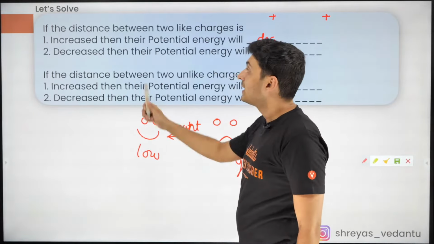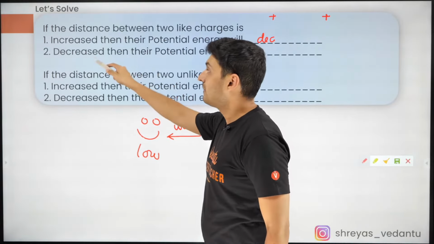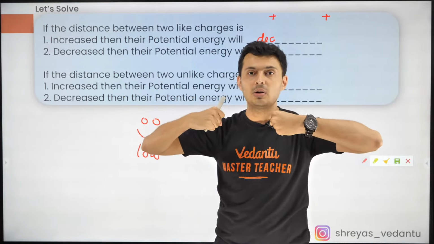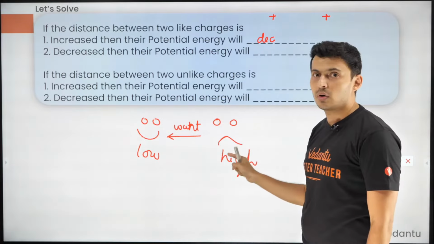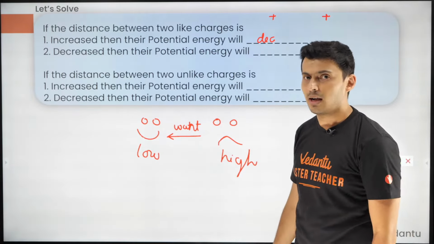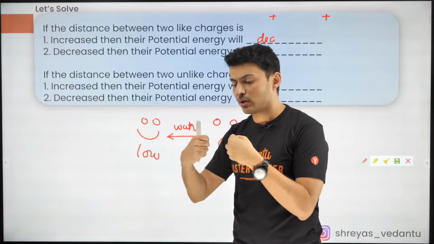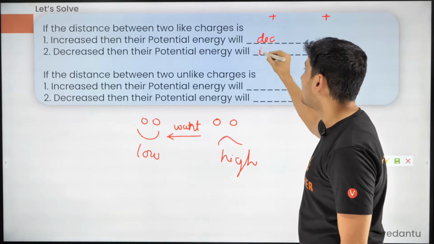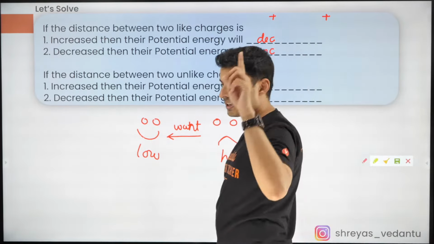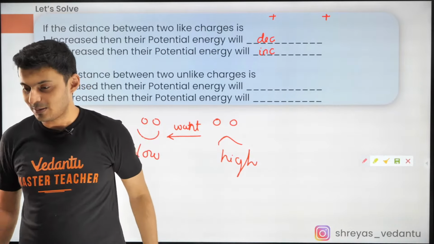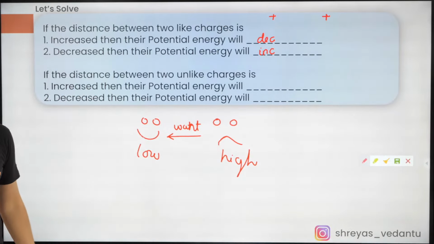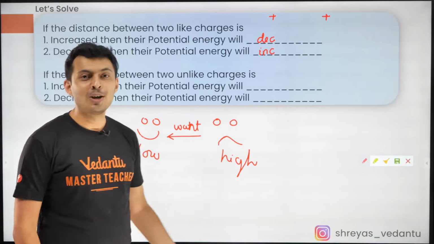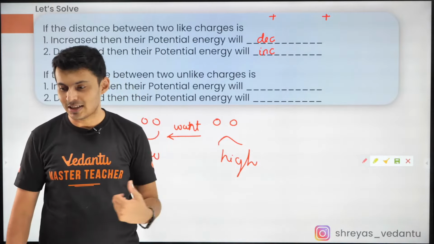Second, if the distance between them is decreased, you bring two positive charges close by. They are not going to like it. They are going to be really sad about it and make a lot of fuss. They want to go away, hence the potential energy has increased. Now, let's see whether you get it for the second part. Yes, obviously it has to be opposite, but let's think about it logically.